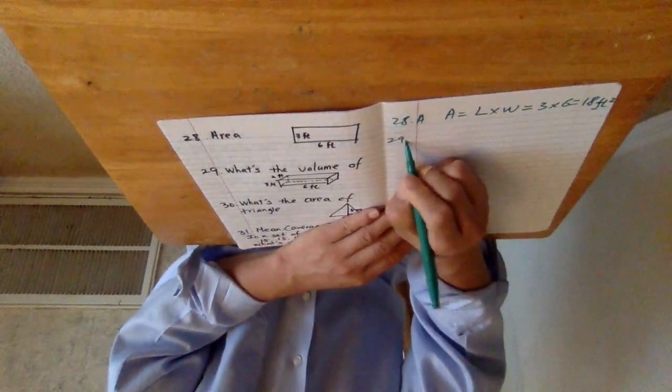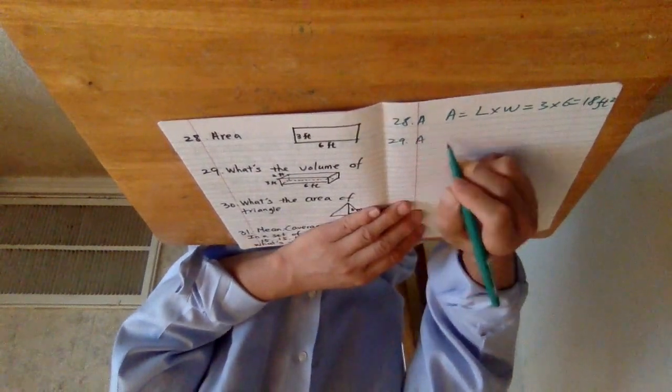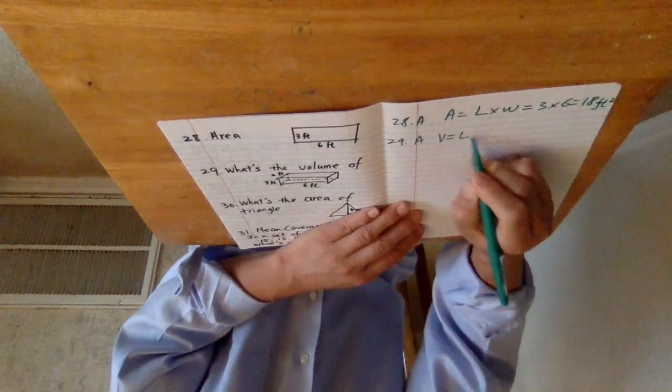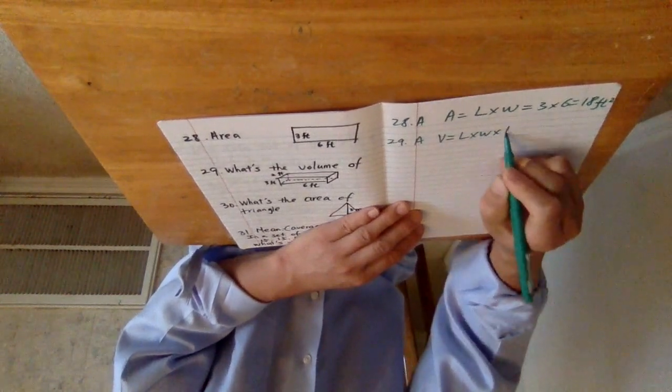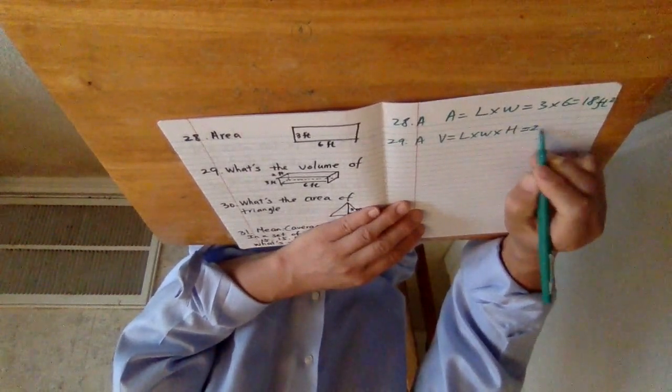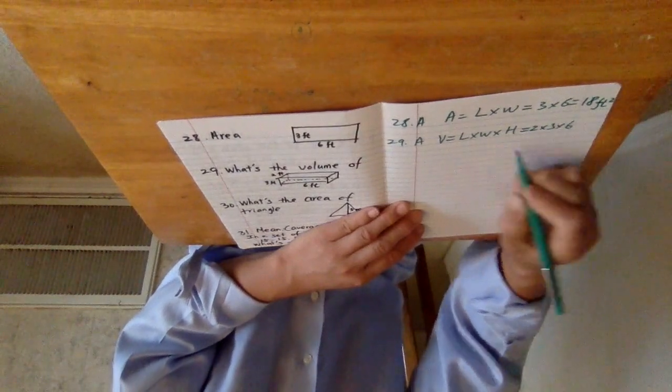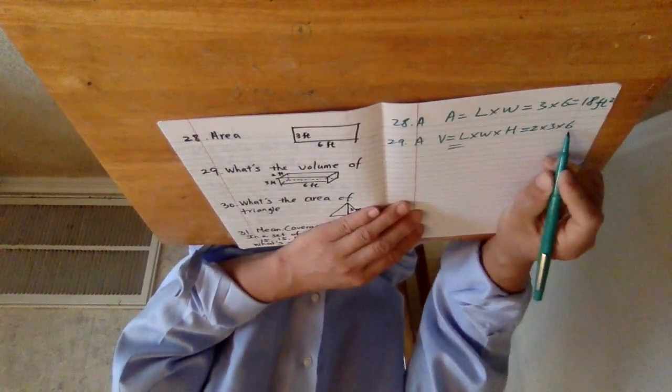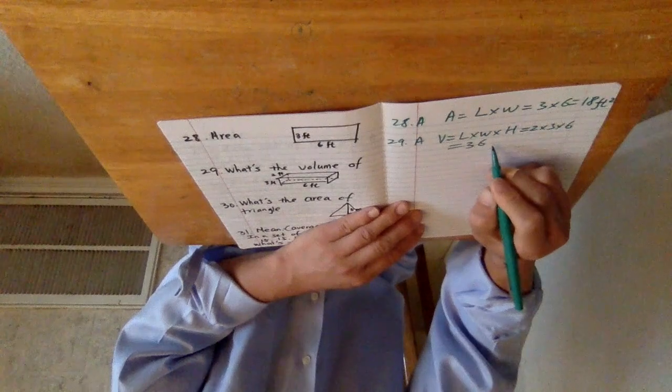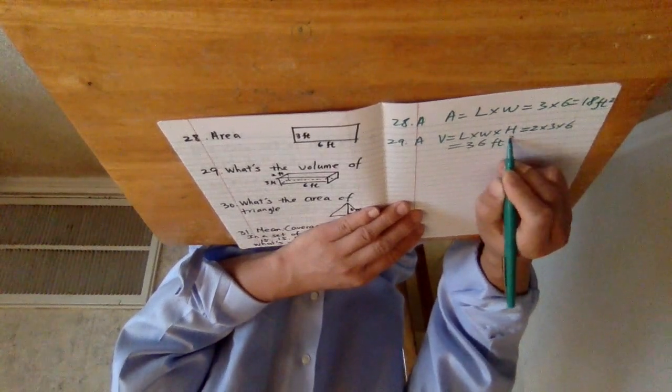Number 29. What's the volume? Volume equals length times width times height. So 2 times 3 times 6. 2 times 3 is 6, times 6 is 36 cubic feet.